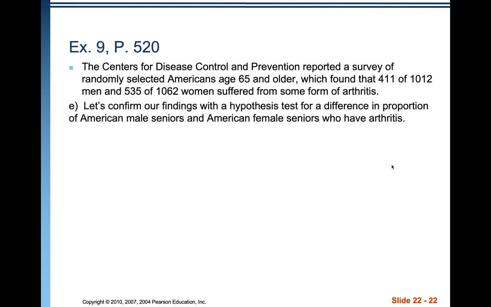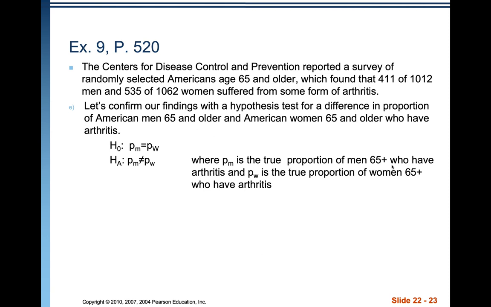Let's confirm our findings with a hypothesis test for a difference in proportion of American male seniors and American female seniors who have arthritis. So we're just doing a difference because we didn't start at the very beginning with an idea that one was greater than the other. If we want to do another study and then do a hypothesis test that, yes, the proportion of women is greater than the proportion of men, or proportion of men is less than proportion of women, we can do that. But for this particular exercise and this particular study, we just were testing for a difference.